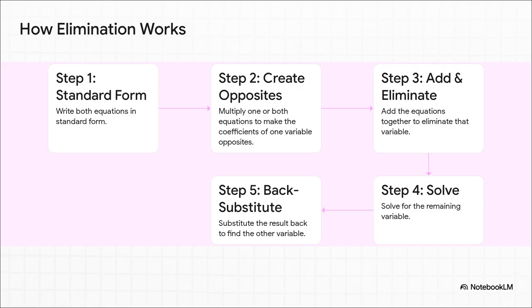First, you get both equations into that standard form. Then, you might have to multiply one or even both equations by a number so that the coefficient for either x or y becomes a perfect opposite, like a +5 and a -5. Why? Because when you add the two equations together, that variable just cancels out completely. It's eliminated. From there, you just solve for the variable that's left and then plug that answer back in to find the one you eliminated.